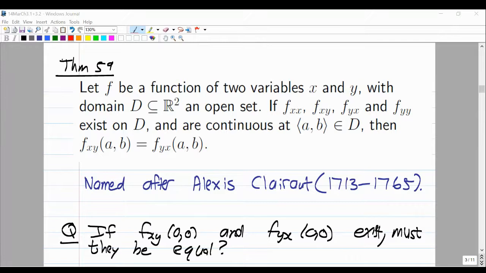The first question you can ask yourself, can I apply theorem 59? And the answer is no, because we do not have continuity happening. We do not have continuity happening. So we cannot apply theorem 59.